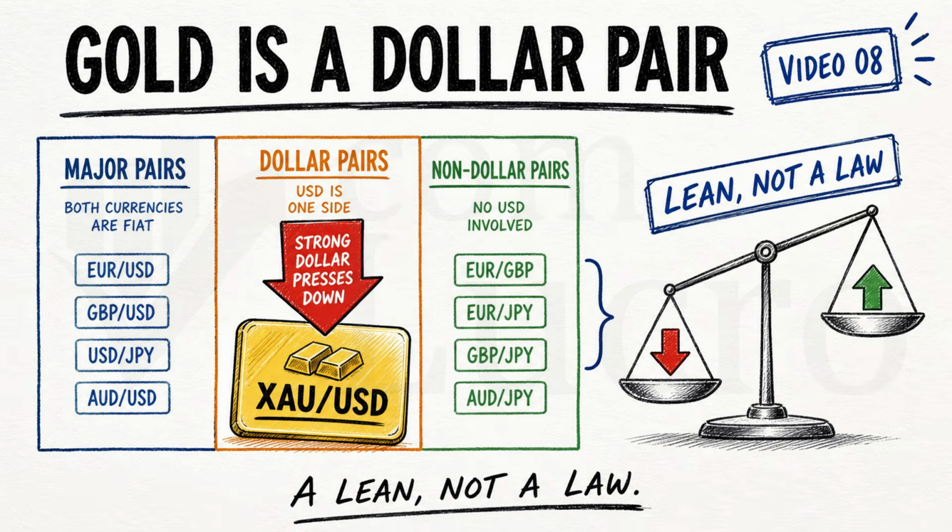And that includes gold. Remember from the 8th video that XAU/USD is quoted in dollars and behaves like a dollar pair. So a strong dollar day tends to be a heavy day for gold. Not a law, but a lean, and a useful one, because gold is the instrument beginners most often trade without ever checking what the dollar is doing.